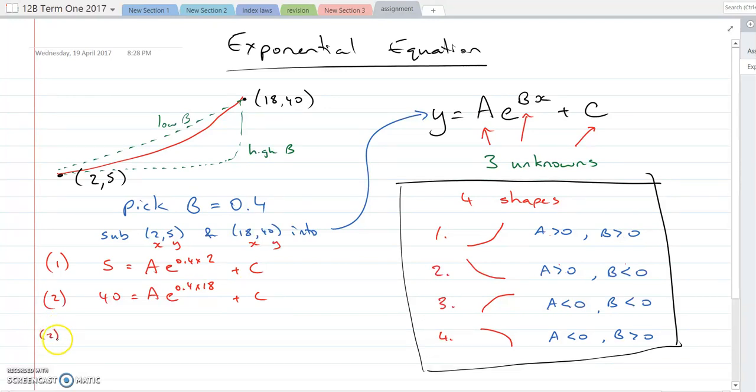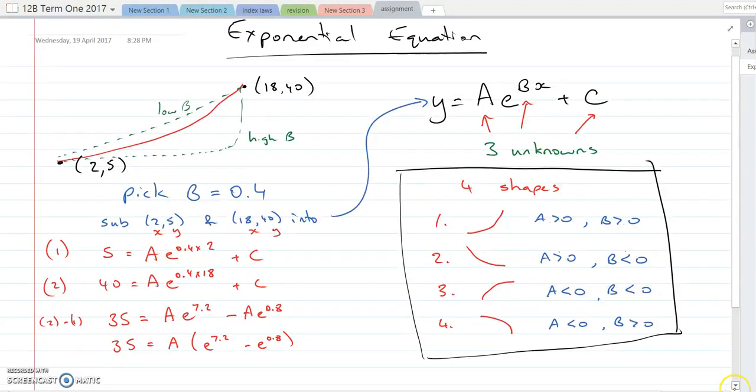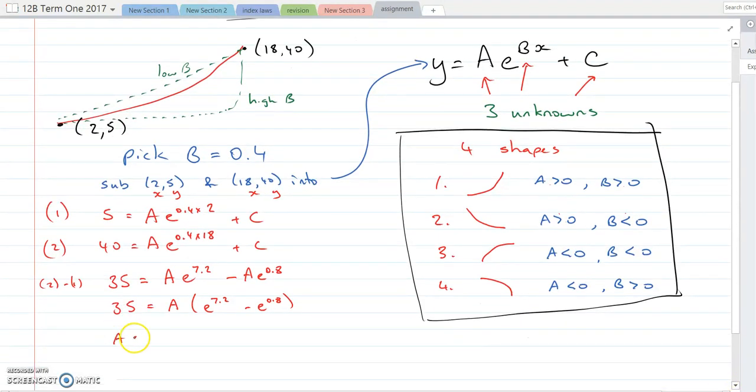If I take equation 2 and subtract equation 1, that will nicely cancel out the c's, so I can solve for a. On the left side, 40 minus 5 is 35. On the right side, I get a, e to the 0.4 times 18, that's 7.2, minus a, e to the 0.8. I can factor out the a: a times (e to the 7.2 minus e to the 0.8). And I can divide, so a is 35 divided by that.